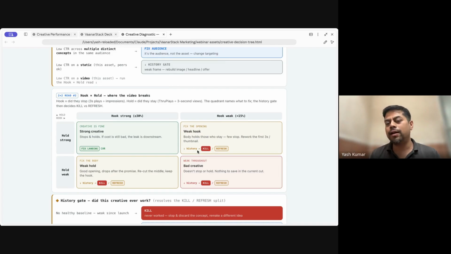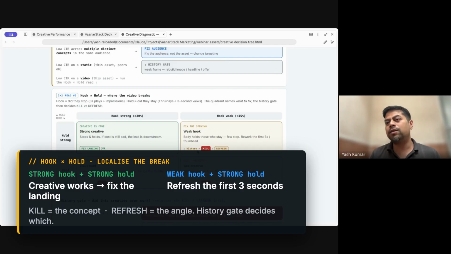I generally take it as through plays by 3-second views, because when you take it with impressions, it also sort of gets influenced by the hook rate as well. Sometimes people will take just through plays by impressions, but I generally prefer taking it as through plays by 3-second views, which means people who completed your 3-second views, how many of them went ahead and completed the 15? Means your video is holding you enough, right?